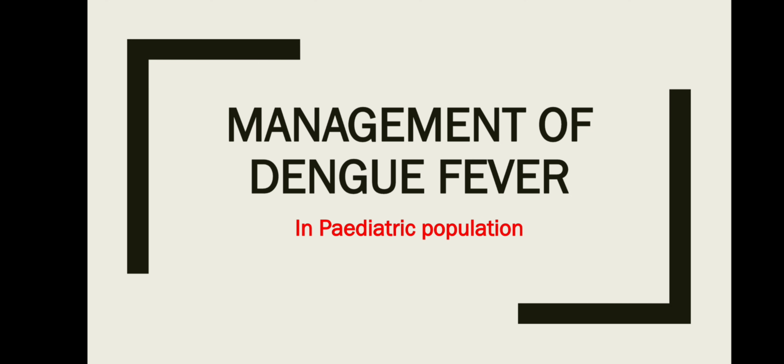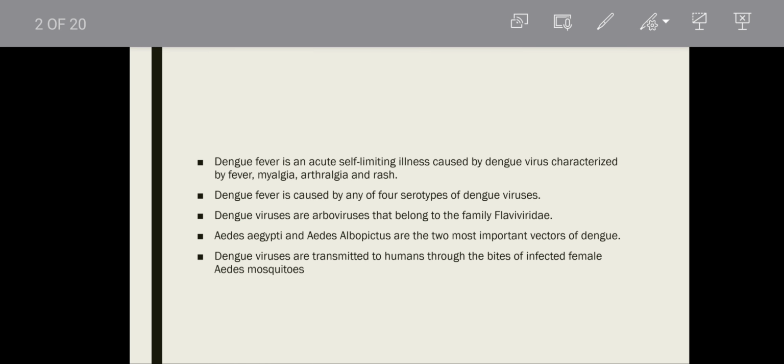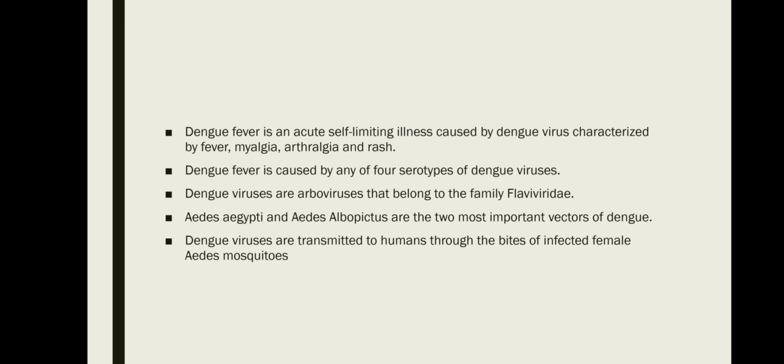So we have to know each and every step very elaborately and carefully. So let's start with the cause of dengue fever. First, as we know, dengue fever is caused by a virus, that is the dengue virus. Dengue fever is an acute self-limiting illness caused by the dengue virus, characterized by fever, myalgia, arthralgia, and rash, just like other viral fevers.